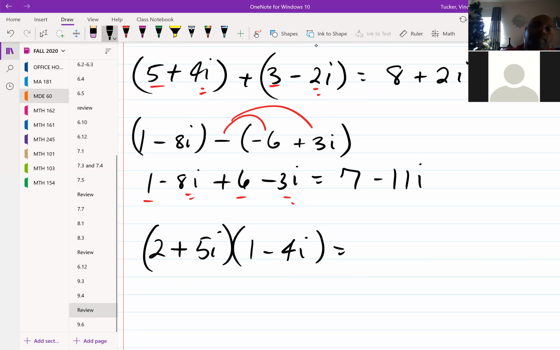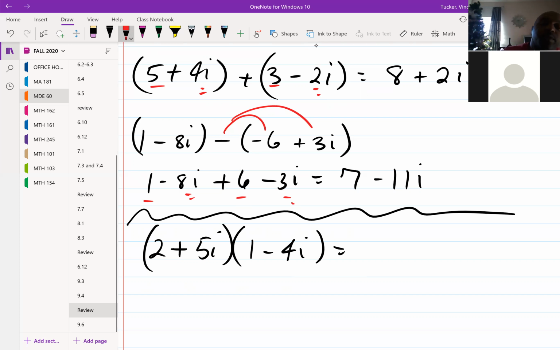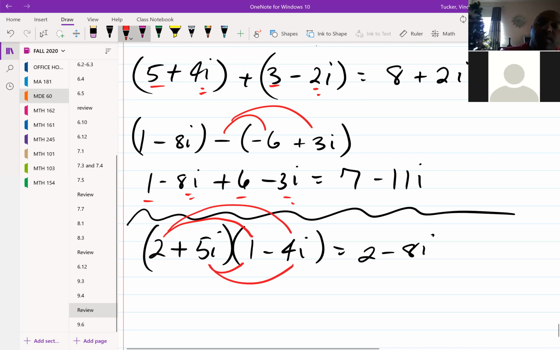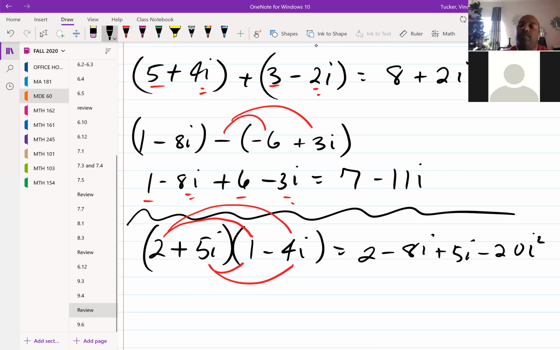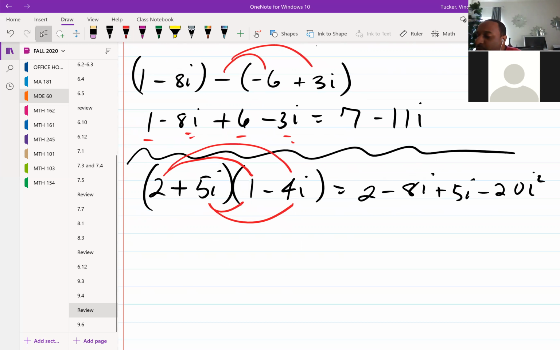So if you had to multiply, handle it the same way you would do your multiplication of binomials, binomial distribution. 2 times 1, and then 2 times negative 4i. So this would be 2 minus 8i. 5i times 1, 5i times negative 4i. So that's 5i minus 20i squared. Make sure we're okay with the distribution.